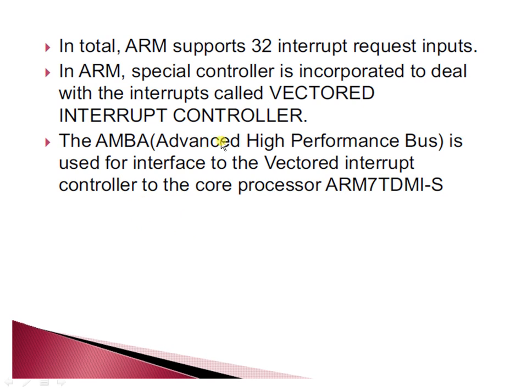This block is connected to a bus, and that bus is the AMBA bus, the Advanced High-performance Bus. This block is connected to the AMBA bus because they wanted to reduce the interrupt latency. Instead of connecting it to the VPB bus, it is connected to the AMBA bus so that the processor core can access the registers of the VIC block as fast as it can. The main reason for connecting the VIC to the AMBA bus is to reduce the interrupt latency.